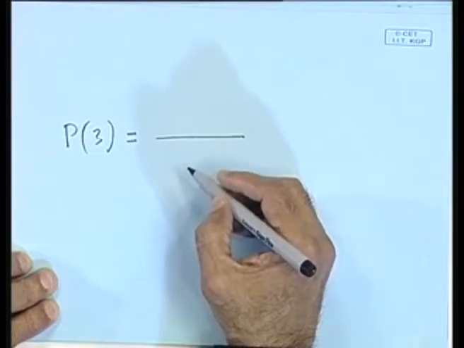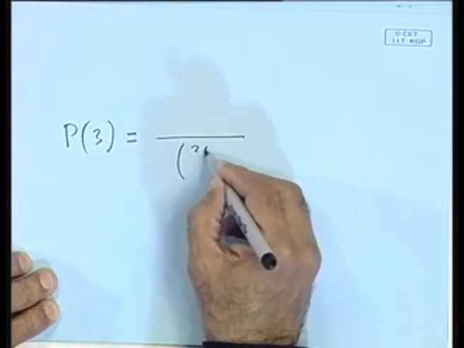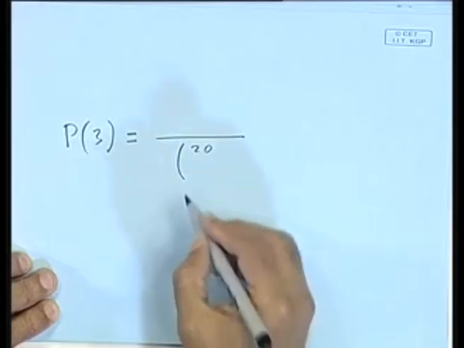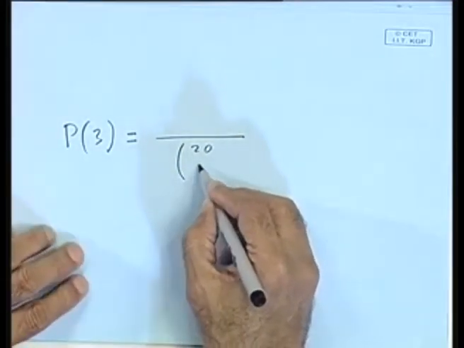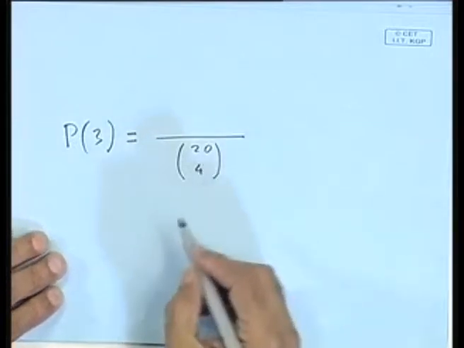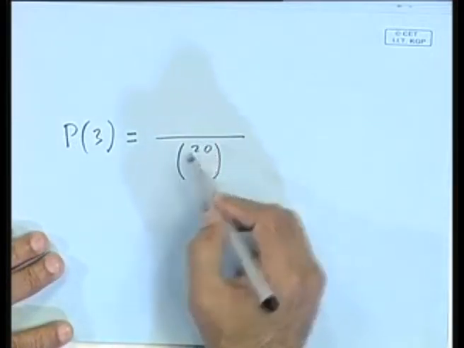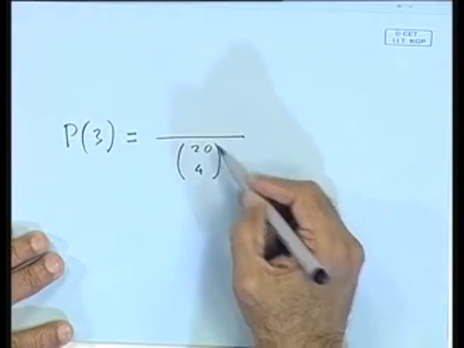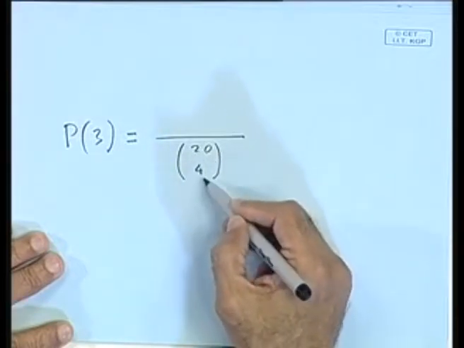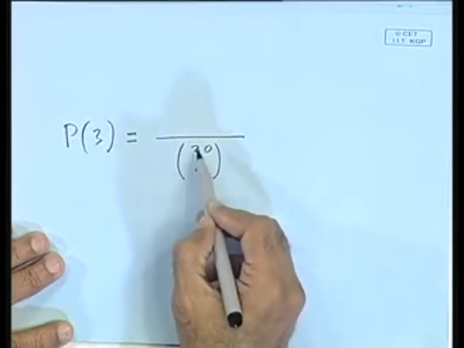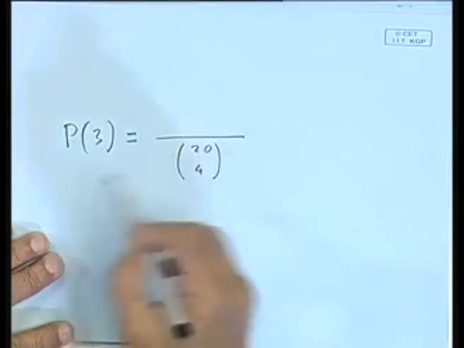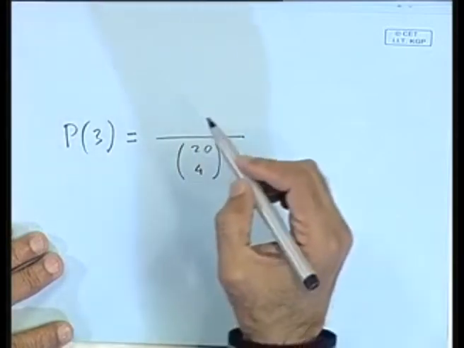The lot size here is 20. So I put 20 there, and sample size in this case is 4 items only, so 4 is there. Now this is the total number of combinations, the different number of ways I could construct samples of size 4 picking out of 20 items. 20 items are basically the size of the lot.